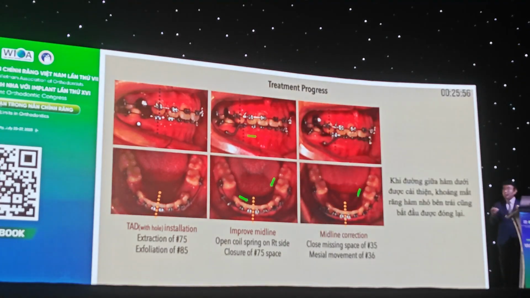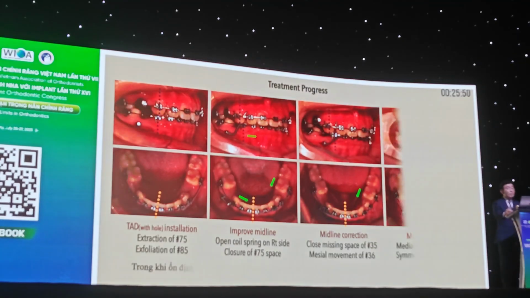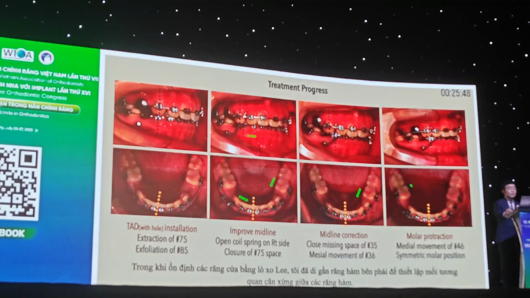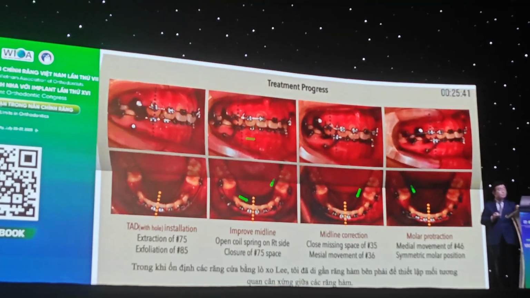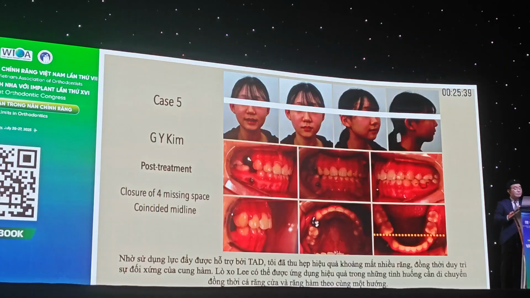As the mandibular midline improved, the space from the missing left premolar was closing. While stabilizing the incisors with the lead spring, I moved the right molars medially to establish a symmetrical molar relationship. Using TAD-supported pushing forces, I effectively reduced the space of multiple teeth while maintaining symmetry in the dental arch.